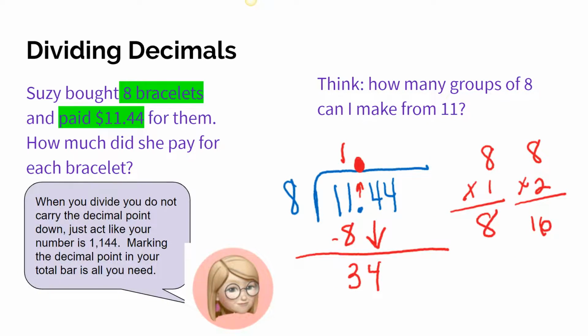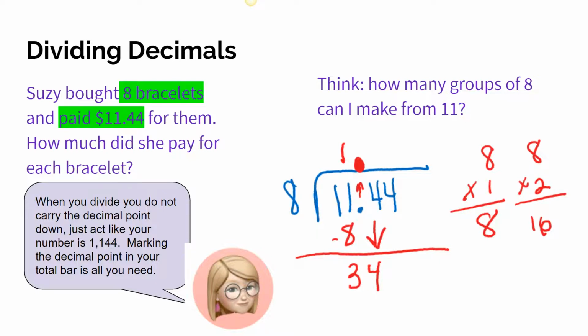So now I can think, how many groups of 8 can I make from 11? Well, 8 times 1 is 8. 8 times 2 is 16. So I know I can only make 1. And notice where my 8 lines up. It lines up under the second one in 11, not under the first one, because it's not 8 from the tens place. It's 8 wholes from 11. So 11 minus 8 is 3.